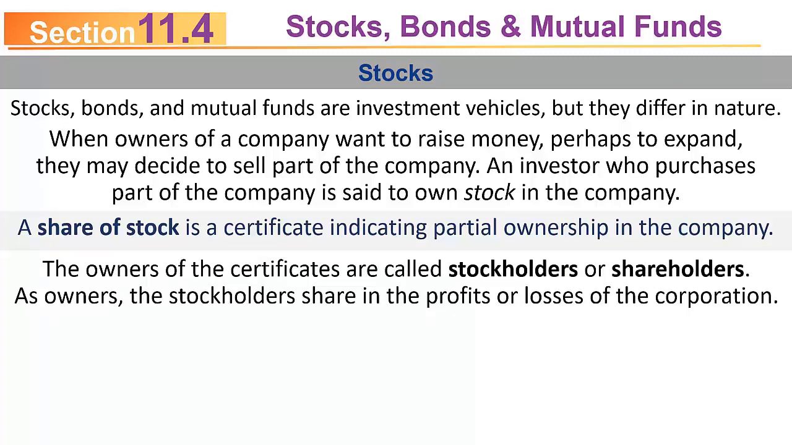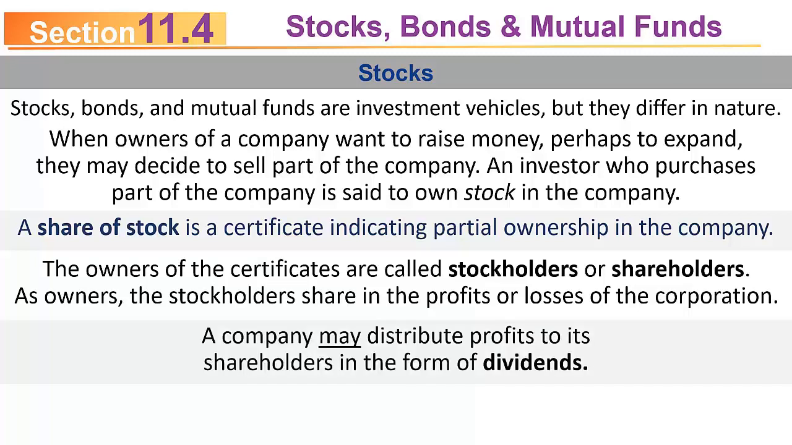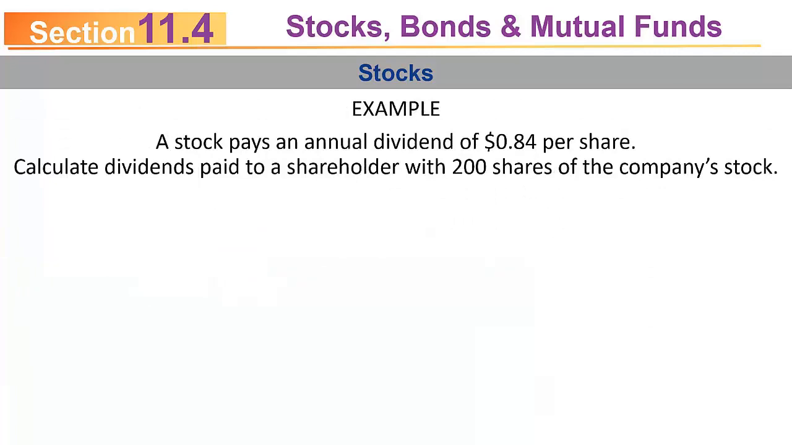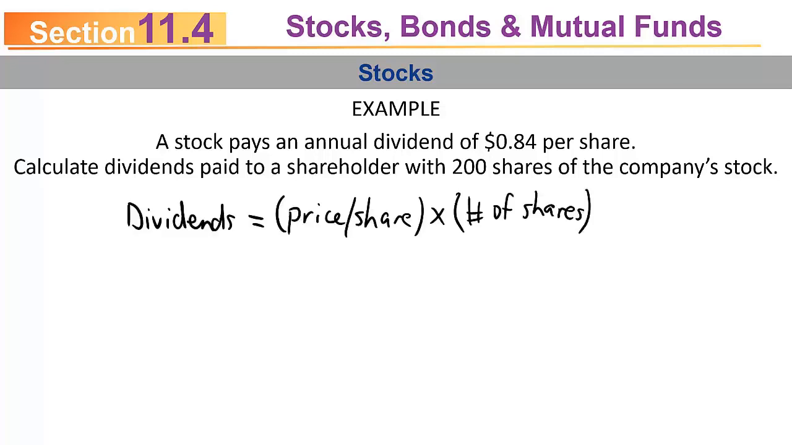As owners, the stockholders share in the profits or losses of the corporation. A company may distribute profits to its shareholders in the form of dividends. A dividend is usually expressed as a per share amount, for example, say 7 cents a share. Here's an example. A stock pays an annual dividend of 84 cents per share. Calculate dividends paid to a shareholder with 200 shares of the company's stock. It's simple as it looks.